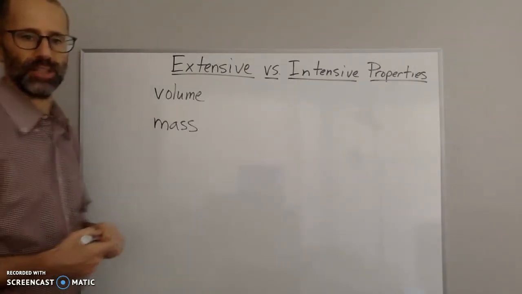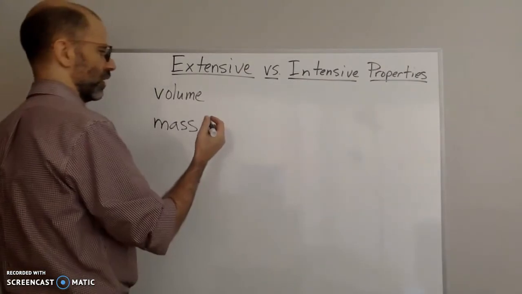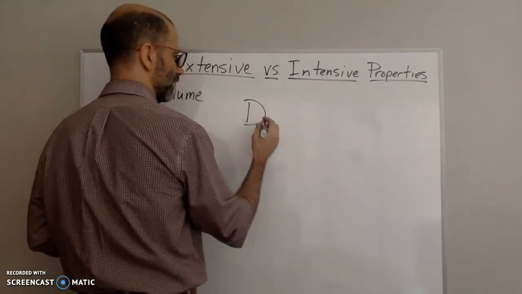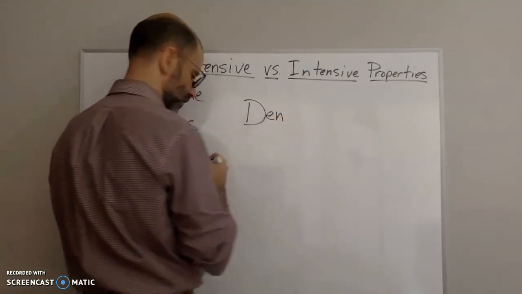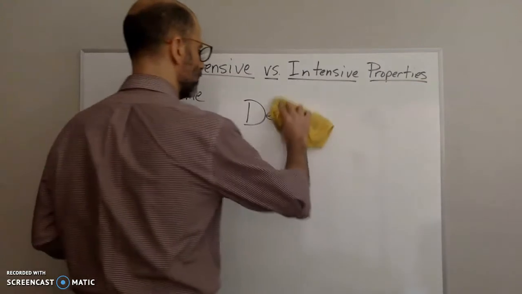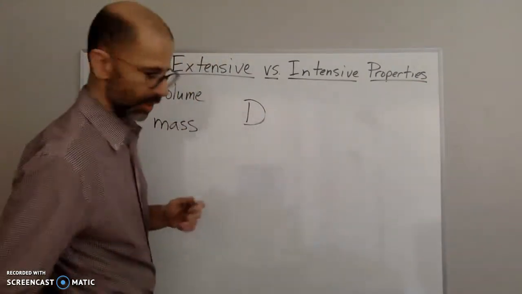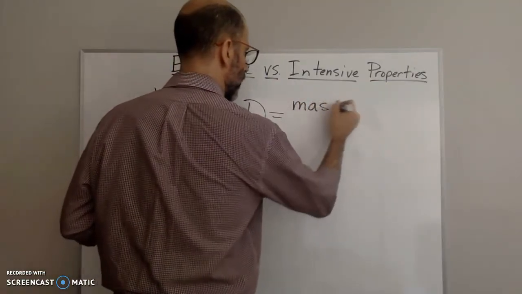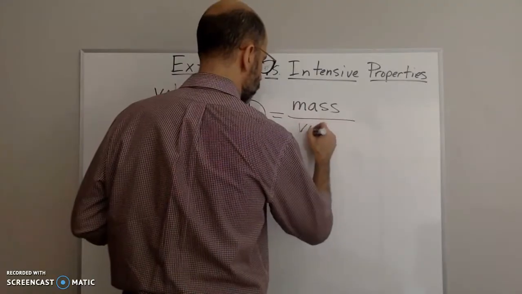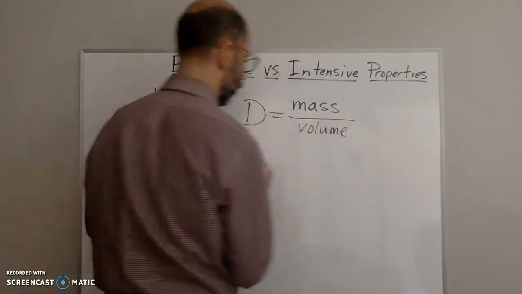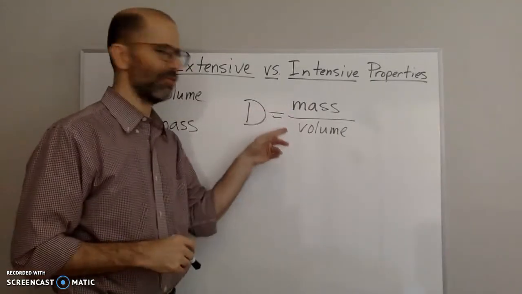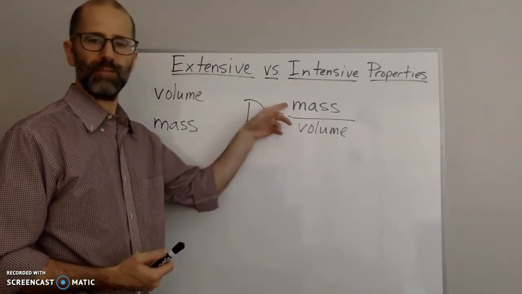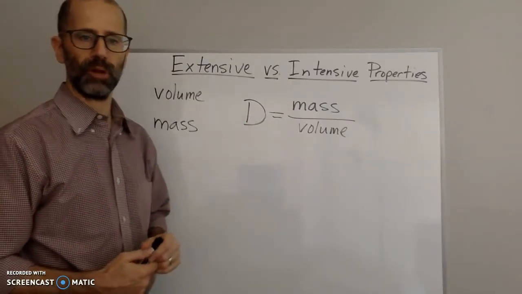If you were watching the last video on density, you would know this. That would be right, density. So density is going to be equal to the mass over the volume. So what do we have here? We have a ratio of mass to volume, right?